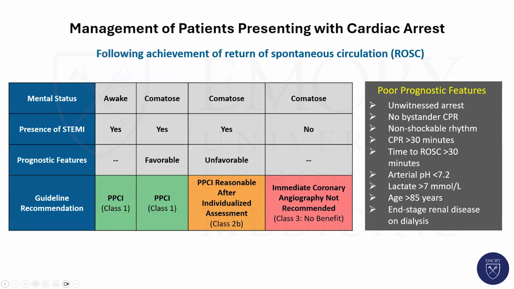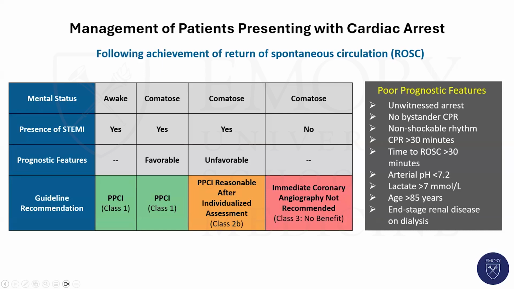It's very difficult to give a class of recommendation based on poor prognostic features only, because we will not have clinical trials, and most of this is based on observation and registry. So poor prognostic features, just to remind everyone, include unwitnessed arrest, no bystander CPR, non-shockable rhythm, CPR more than 30 minutes, time to ROSC greater than 30 minutes, arterial pH less than 7.2, lactate greater than 7, age greater than 85, and end-stage renal disease on dialysis.